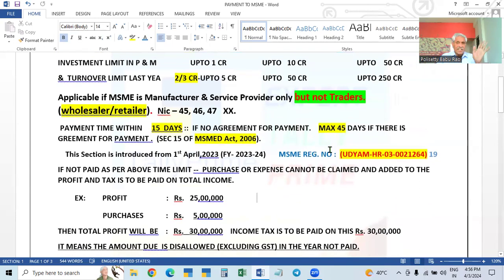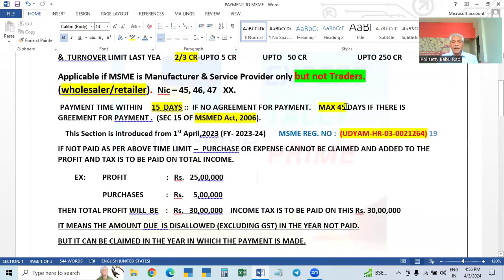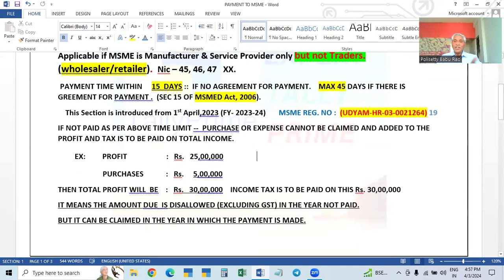due date has expired before the expiry of the financial year, it is to be paid before the end of the financial year. If the due date is not expired till the next financial year, we can pay, no problem. But if the due date is expired, we have to pay before the end of the financial year. Otherwise, it will be added. Suppose the due date is expired and it is not paid before 31st March, then the purchase of 5 lakhs will be added back to the profit. Then total profit will be 30 lakhs.